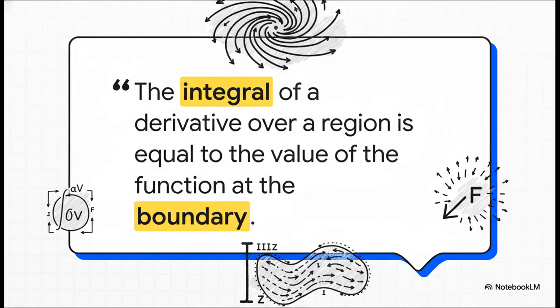And what's really beautiful is that this isn't some weird one-off trick for divergence. It's a massive, unifying idea in all of calculus. The integral of some kind of derivative over a whole region is simply equal to the value of the original function at the edges, at the boundary. It's just a stunningly simple and powerful concept.